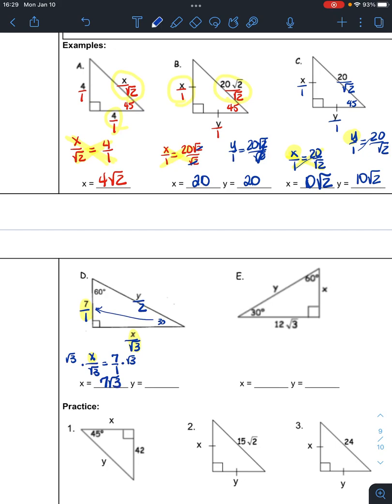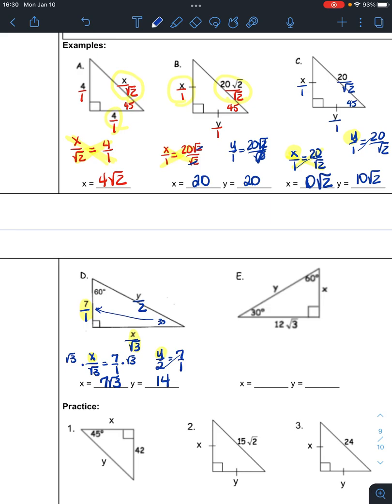Okay, and then y over 2. So we're going to do our y. So we have y over 2 is equal to 7 over 1. Leave your y where it sits, multiply by that 2 right there, that 2 times 7, and that's over 1, so we can just ignore that 1, and so we get y as 14.